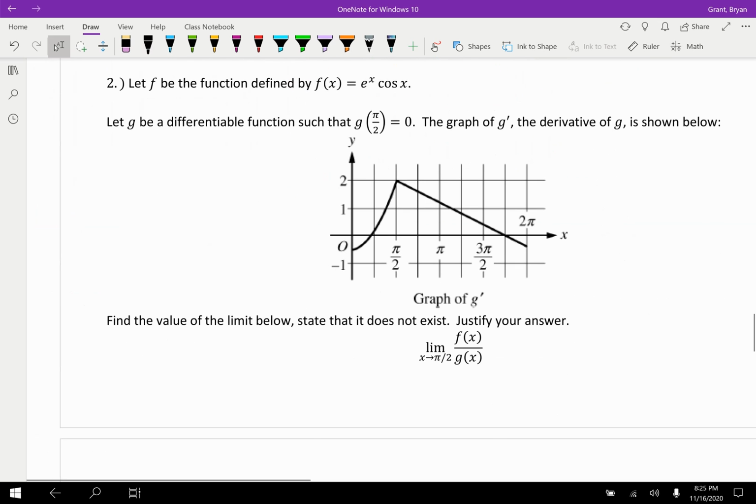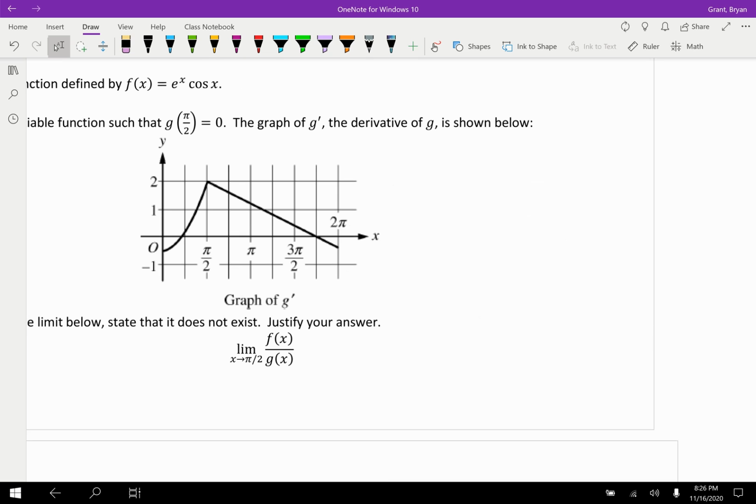All right, second one. Let f be the function, blah, blah, blah. Let g be differentiable such that g of 2 equals 0. And we also have the graph of g prime. Find the value or state that it does not exist. Justify your answer. We'll use some space over here. So same thing as before. We're going to find the limit as x approaches pi over 2 of f of x. And we're going to find the limit as x approaches pi over 2 of g of x.